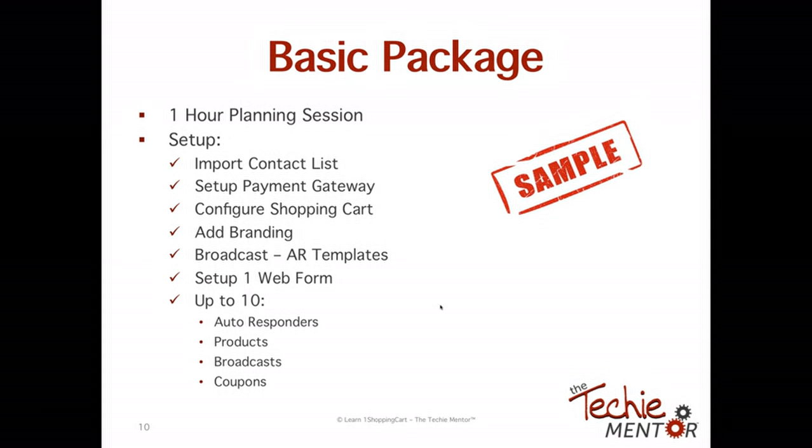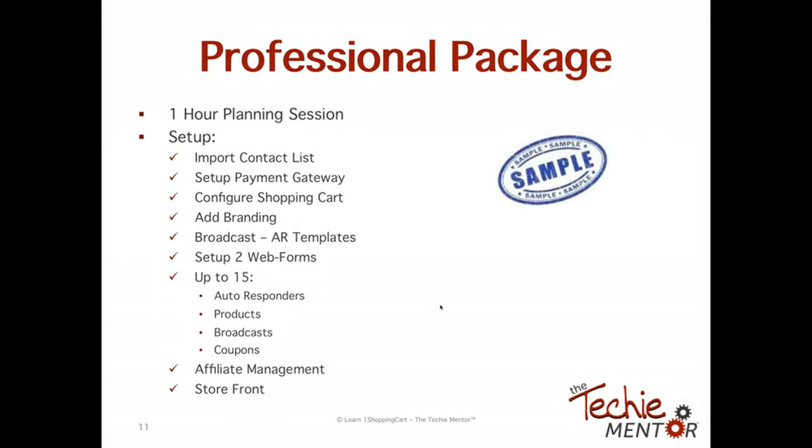So this is a basic package. And the difference really between the two packages is that with this one, I have additional items. So instead of 5 autoresponders, products, broadcasts, and coupons, I'm doing 10. So this one just has more items in it. Otherwise, it's the same. And then the professional package, I have additional things like I'm setting up affiliate management in the storefront. I'm also going to do 2 web forms versus 1, and I'm also going to do additional autoresponders, products, broadcasts, and coupons.